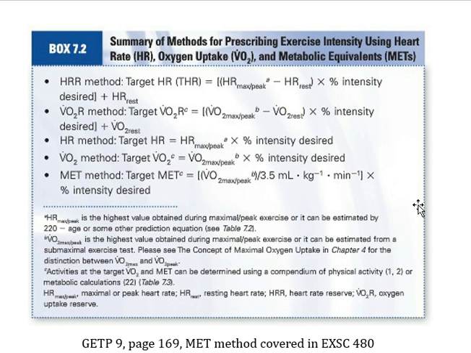The VO2 method, again looking at percent of your VO2, and of course also the MET method. I know this is covered in exercise testing and prescription, so we're just going to divide VO2 by 3.5 to get METs.